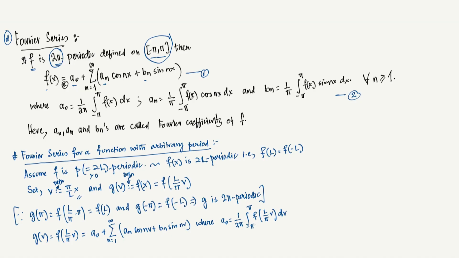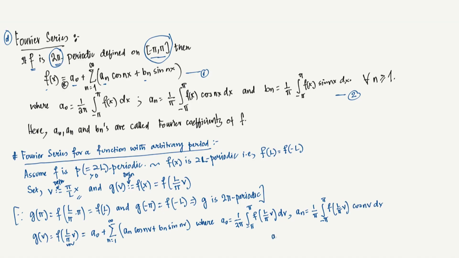So essentially, this is our new variable. g can be written like this. If we want to write it in terms of f, here we should write it as g, but g of v is f, so we write it like this. And an is 1 by pi, the integral from minus pi to pi of f of L by pi v, clear? And then cosine nv dv.